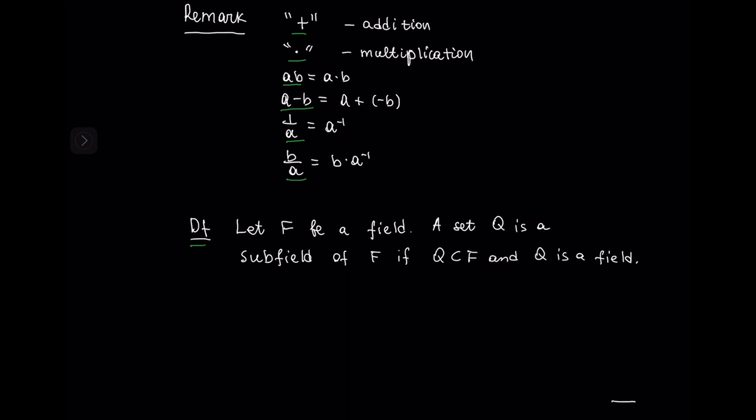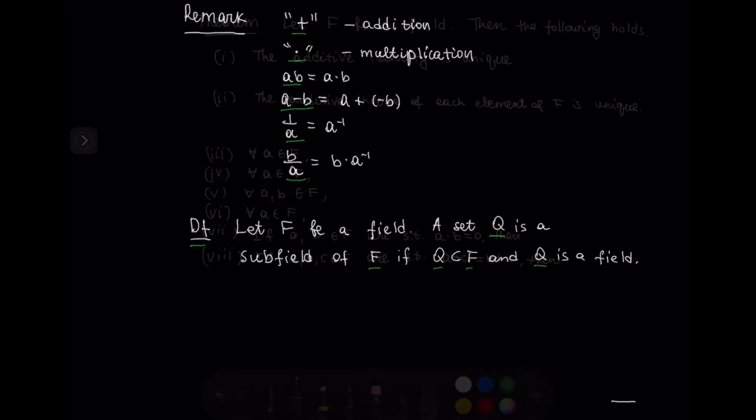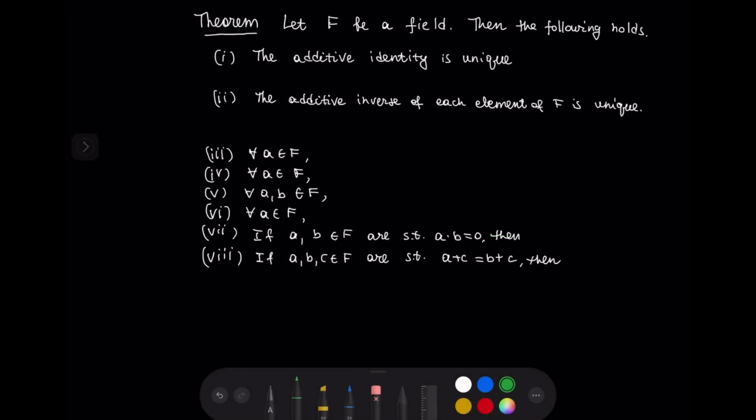And then let us define what is a subfield. A set Q is a subfield of a field F if Q is a subset of F and Q is a field. All right, so we have discussed the field axioms. Let us now discuss the following theorem. It turns out that from the field axioms, we can derive many more properties. And so there are 8 properties in this theorem that we can derive from the field axioms.